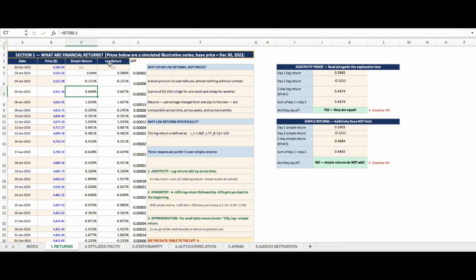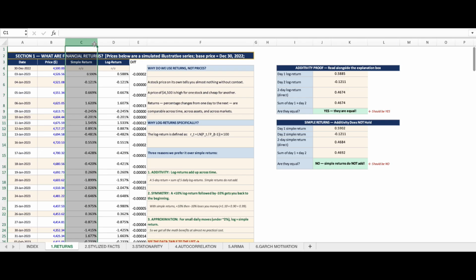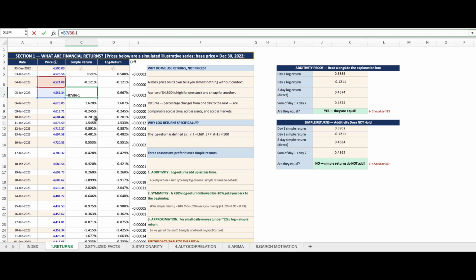So the question now is, what kind of return? Simple returns versus log returns. So you see here, column C is the simple return. The formula is today's price minus yesterday's price divided by yesterday's price. This is the standard percentage change you already know. Column D is the log return. And the formula is the natural log of today's price divided by yesterday's price, and then you can multiply it by 100. Now, there are some reasons why we prefer log returns.